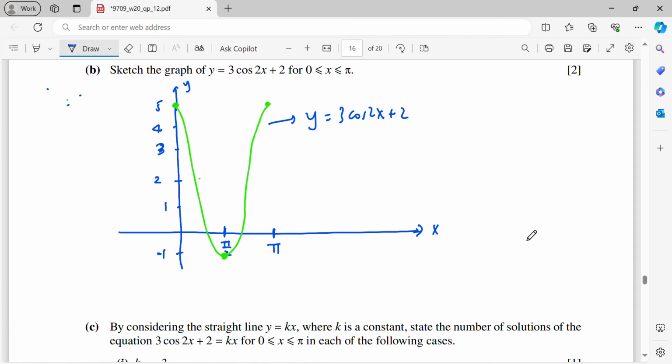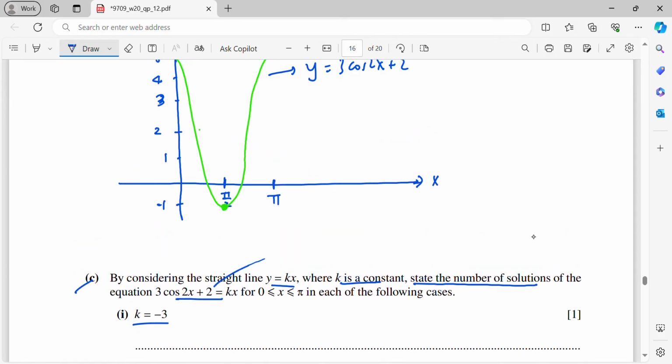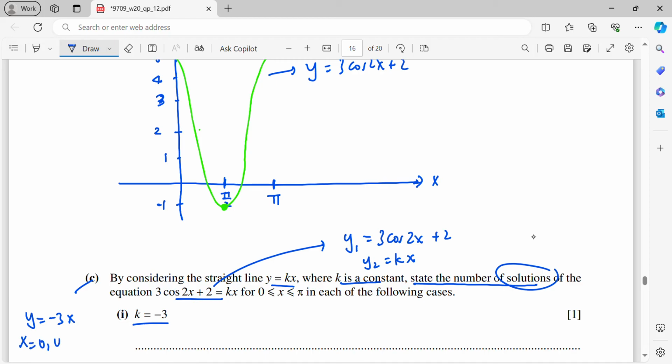Now C, by considering the straight line y equals to kx, where k is a constant, state the number of solutions of this equation for x between 0 and pi in each of the following cases. K equals minus 3. Okay, basically, when you look at this, this is y1 equals to 3 cos 2x plus 2, and then y2 is kx. Therefore, number of solutions means that the number of intersection points. When k equals to minus 3, that means you are sketching this graph. So when x is 0, your y is 0.